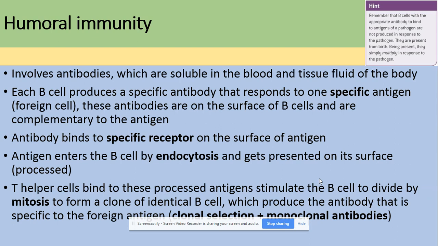Okay, so mitosis, remember, is a division where we are going to get two identical cells. Hence, we are getting a clone of identical B cells which will be able to produce antibody that is specific, complementary to this foreign antigen. This division of B cells by mitosis we call clonal selection. And monoclonal antibodies are the same. Mono means one, so clones of that specific antibody secreted by B cells.